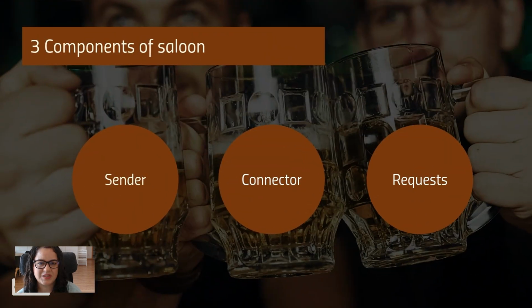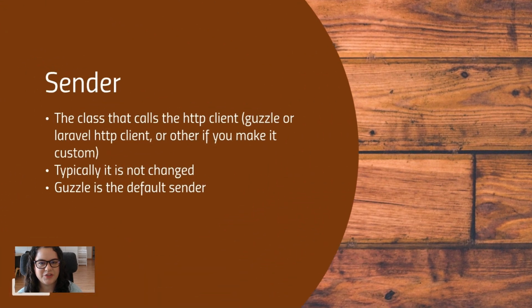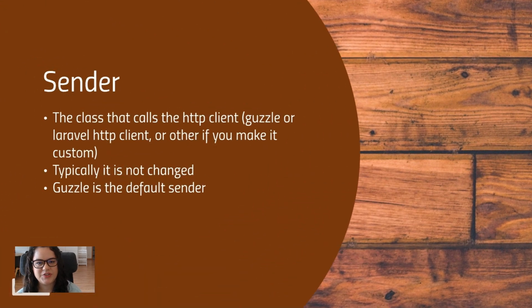Now, working with Saloon, there are three main components. They are the sender, the connector, and the requests. 90% of the time, you will focus on the requests and the remainder on the connector. The sender is the class that calls the HTTP client, either Guzzle or Laravel client, or other if you make it custom, but you really don't have to. This is typically not changed, and the default sender is Guzzle.